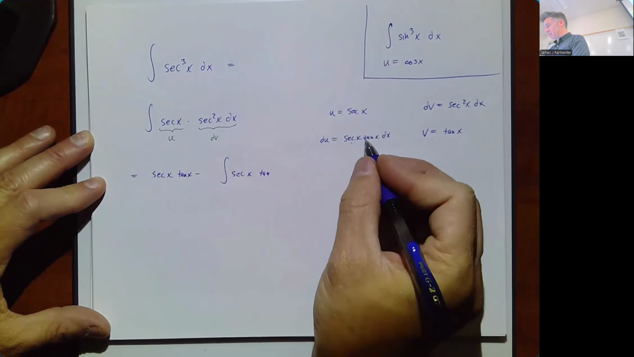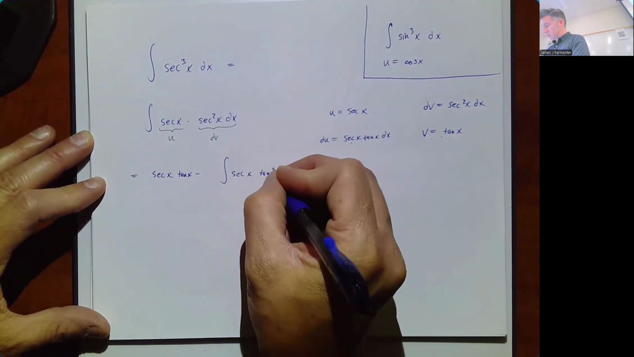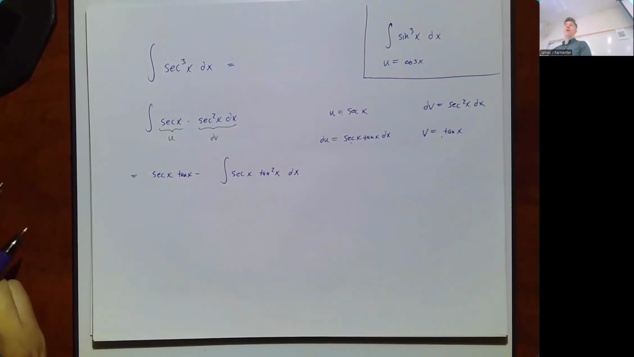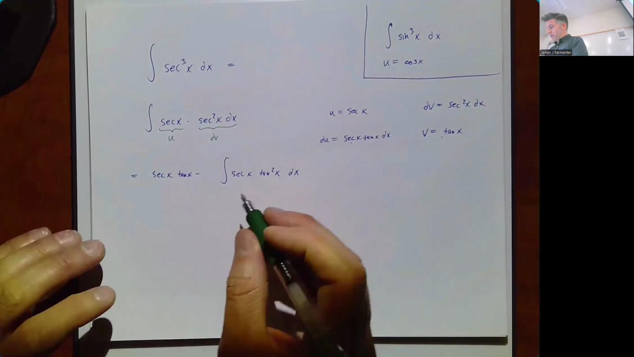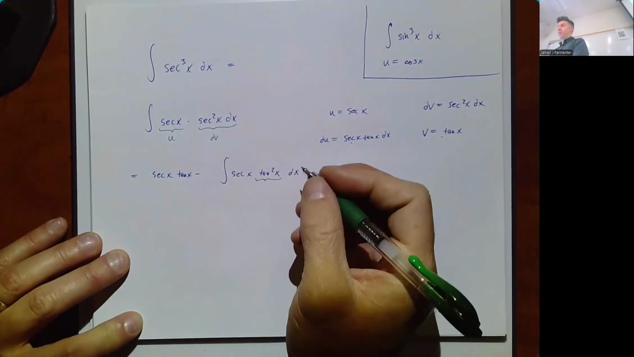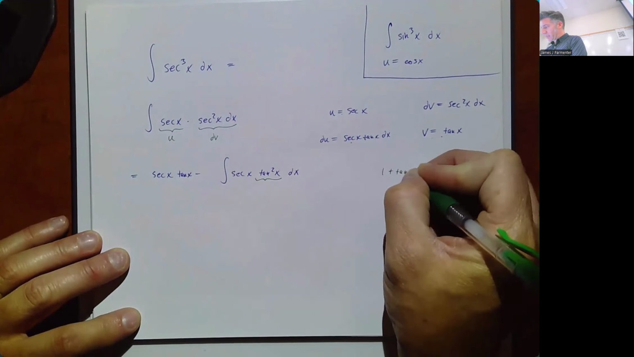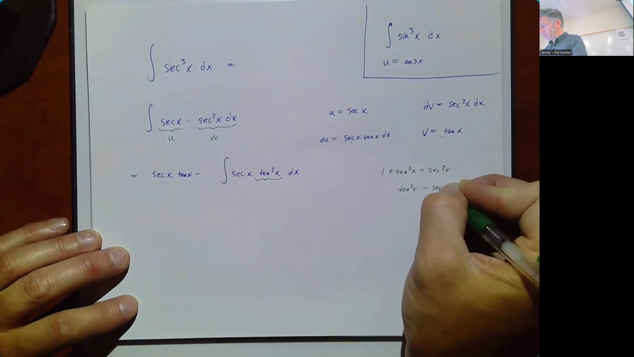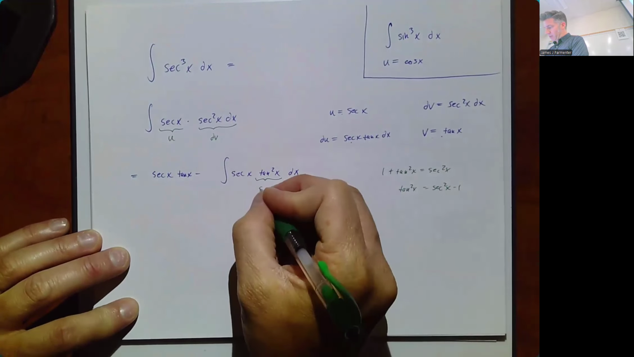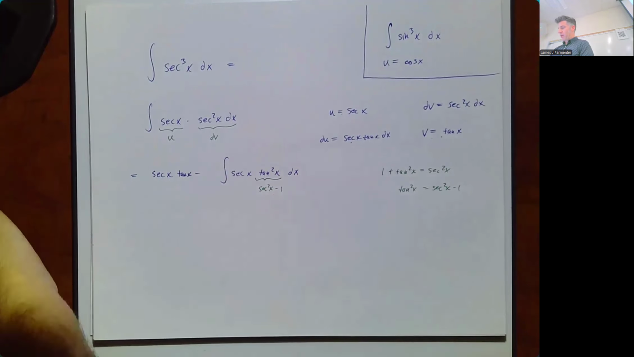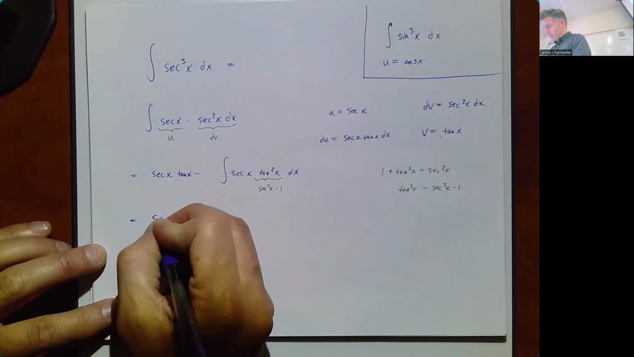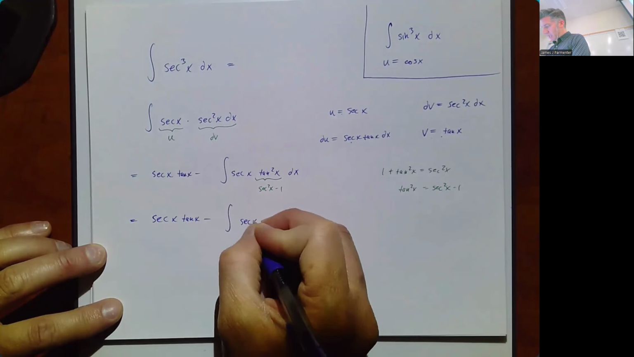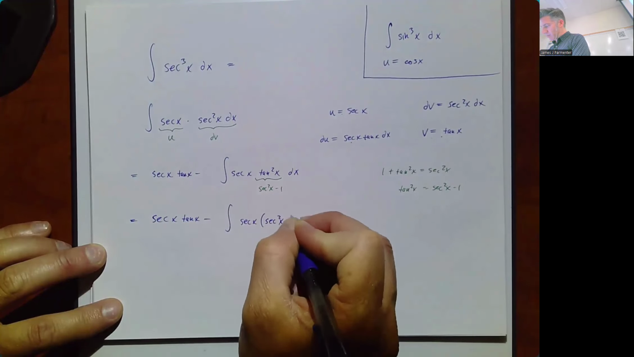Well, really, secant times tangent is secant x times tangent squared x times dx. And now is when the trig identity comes into play. We're going to replace tangent squared with, well, 1 plus tangent squared x equals secant squared x. So tangent squared x equals secant squared x minus 1. So we're going to replace that with secant squared x minus 1. And we're going to rewrite this as secant x times tangent x minus the integral of secant x times secant squared x minus 1.